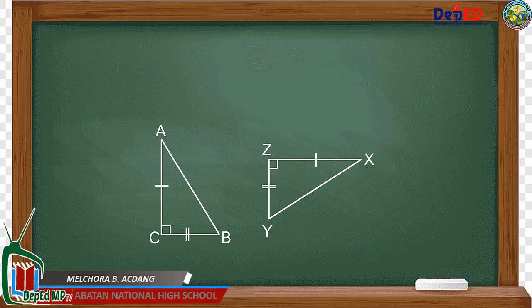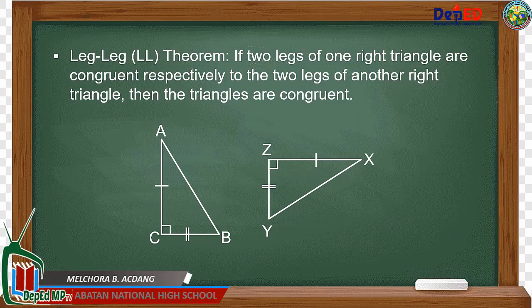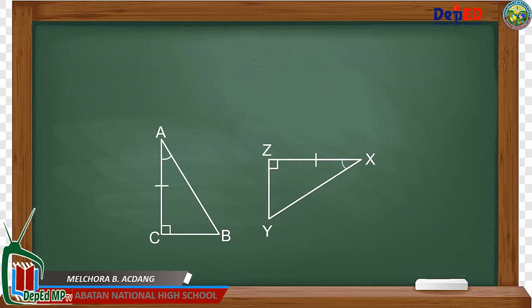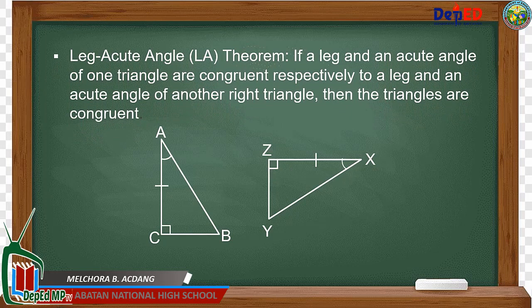The second theorem is the leg-leg theorem. If two legs of one right triangle are congruent respectively to the two legs of another right triangle, then the triangles are congruent. The third theorem is the leg-acute angle theorem. If a leg and an acute angle of one right triangle are congruent respectively to a leg and an acute angle of another right triangle, then the triangles are congruent.